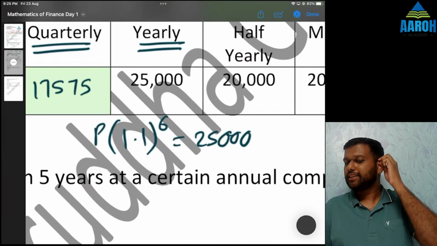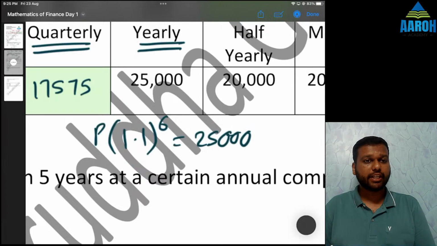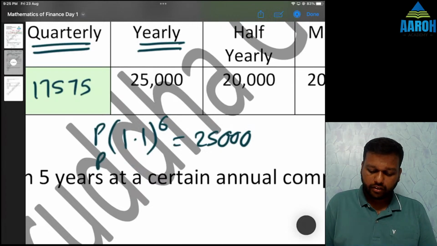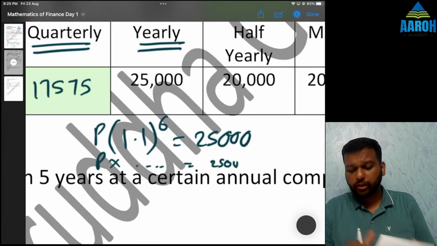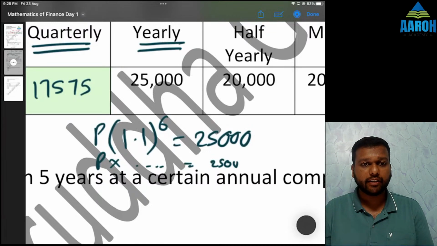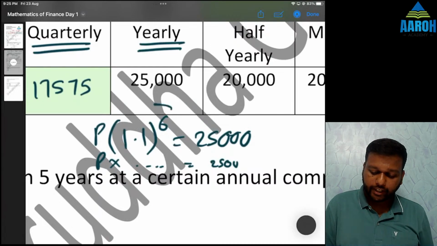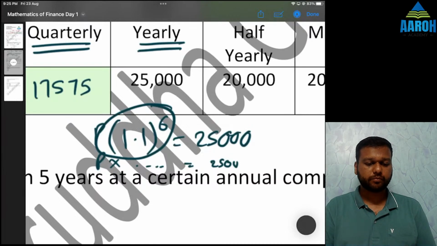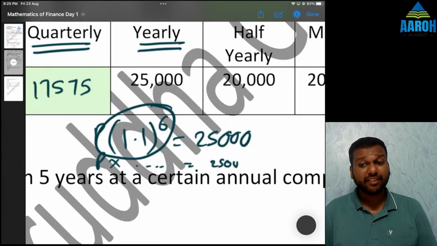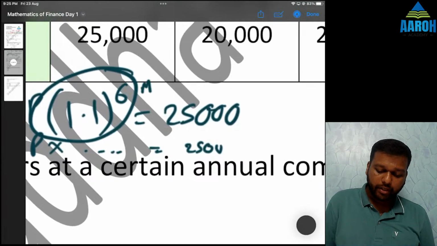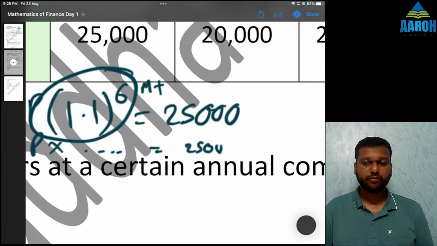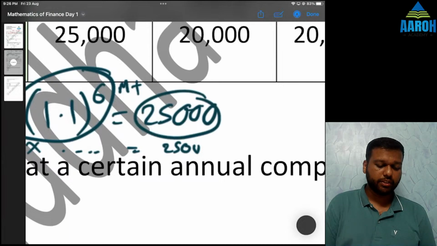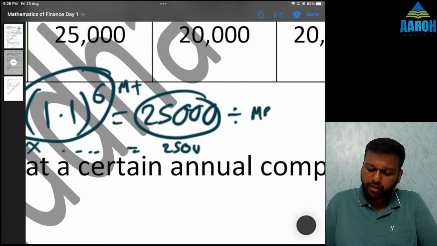Don't write it. In exams I've seen many students do this in such kinds of equations. What do they do? They write P into this figure is equal to 25,000 and then do it on the calculator, or they write it somewhere and then do it on the calculator. Don't write it. No need to write it anywhere. Just calculate it first on your calculator. 1.1 into and then 5 times equal to. Then add it to memory, M plus. Then just take 25,000 divided by whatever you have stored in memory, that is MRC.